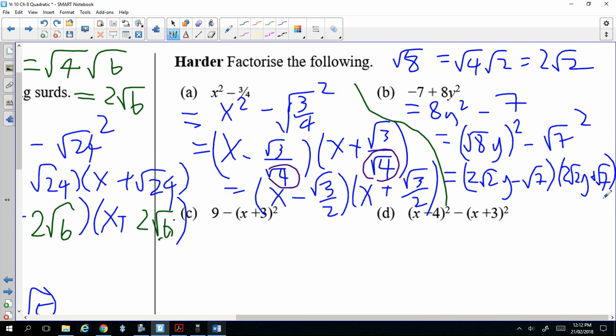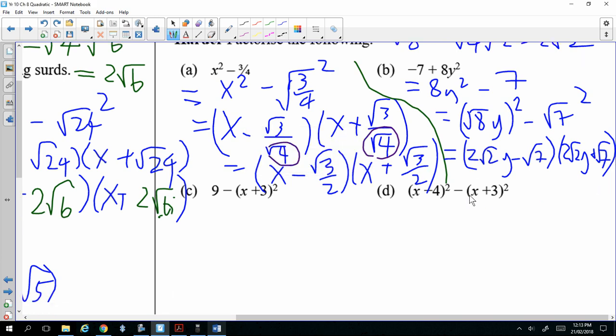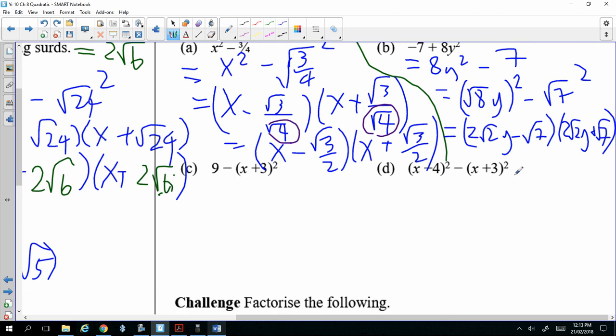Okay, done. Question? And then we've got another one to do. And there's plenty of time for you to do the work today. Again, there are just more different types of difference of two squares. So 3 squared minus this. Right, difference of two squares. So you prepare yourself. Once you do that, you write 3 minus bracket x plus 3, and then 3 plus bracket x plus 3.